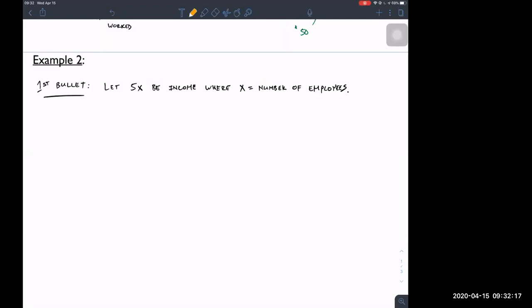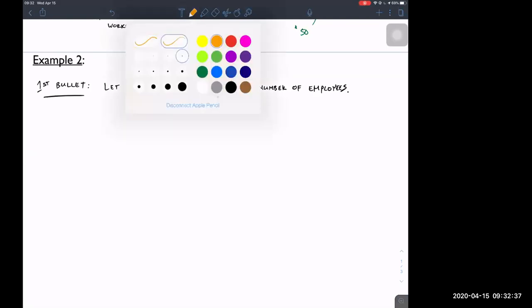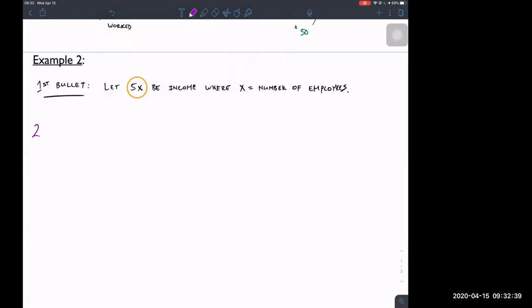Now, what's the piece, if you will, that you're going to use in your model? Let's put a circle instead. It's this 5X part right here. That's going to be one of 3 pieces, okay? I'll color code so it'll help too. So here's your second bullet.